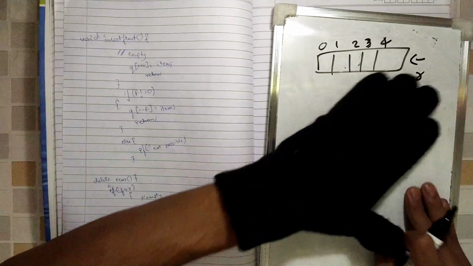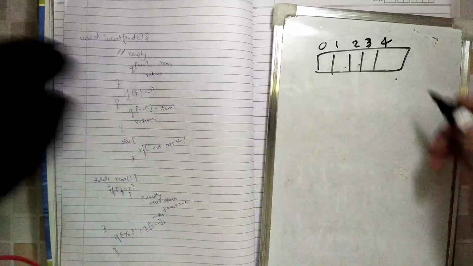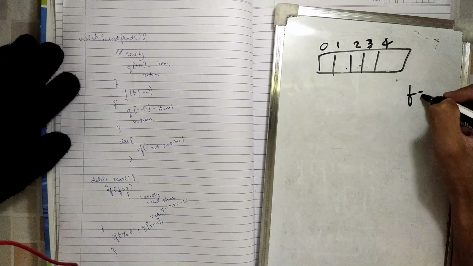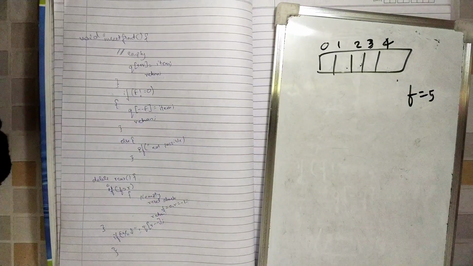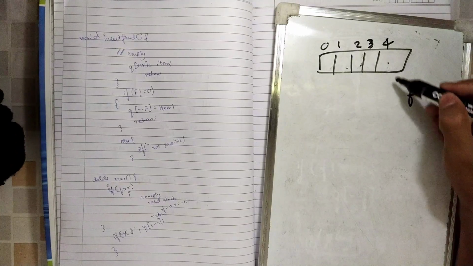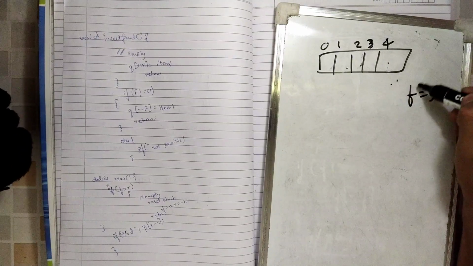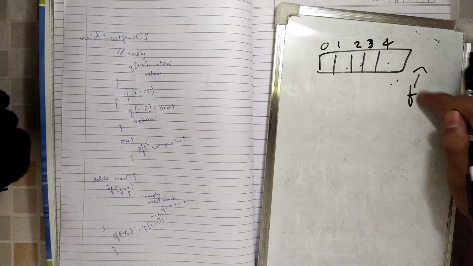It is not there, but my F will be 5. So suppose my Q is empty, then my F will be at the fifth location. After deleting this element, it will get incremented, right? So my F will be here. So the value will be 5 for F.